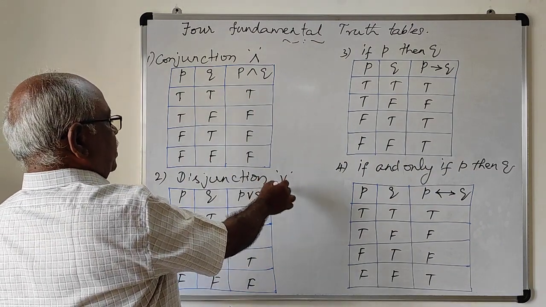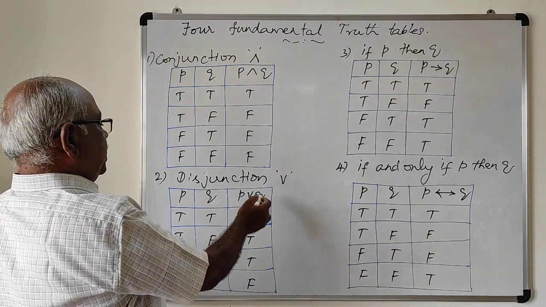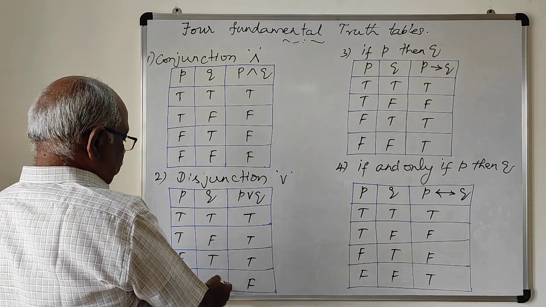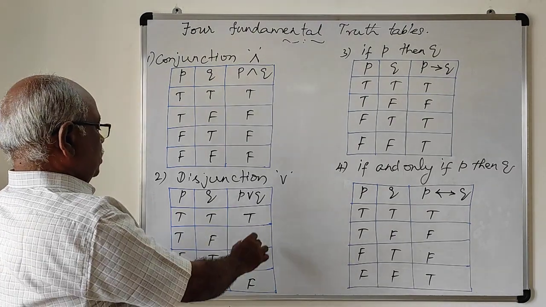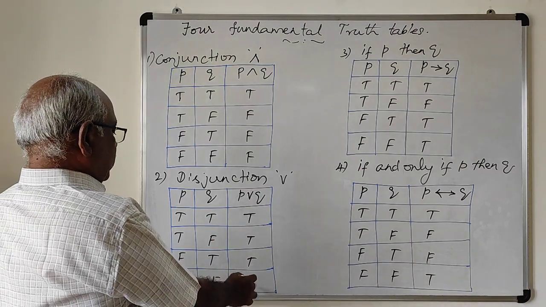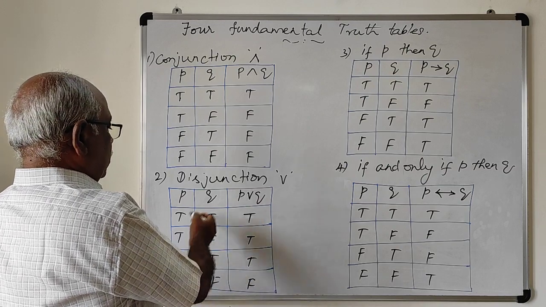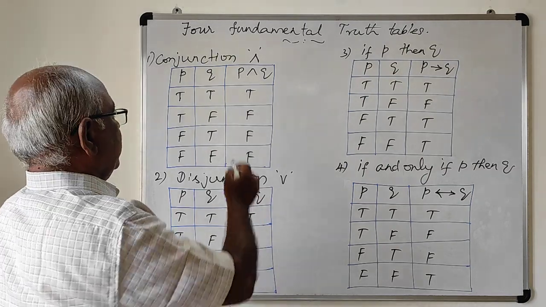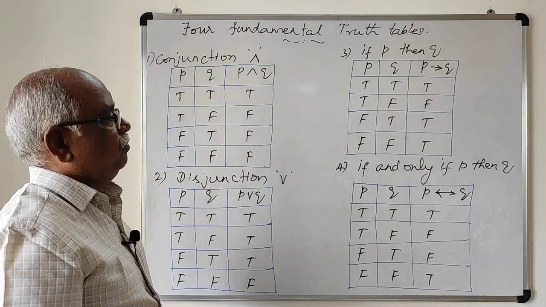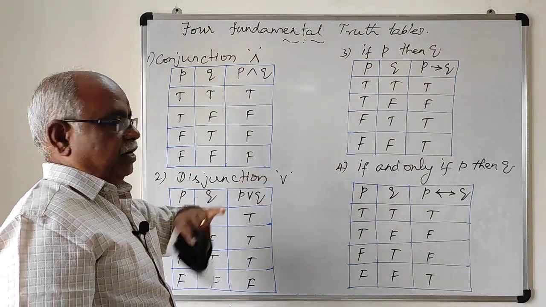Similarly, disjunction, inverted cap. P and Q are two different statements. P disjunction Q. In this case, if both P and Q are F, the truth value is F. Otherwise, the truth values are T. Any one of them T is T. In the case of disjunction, three are T. In the case of conjunction, only when both are T is it T; otherwise, all three are F. These two are conjunction and disjunction.